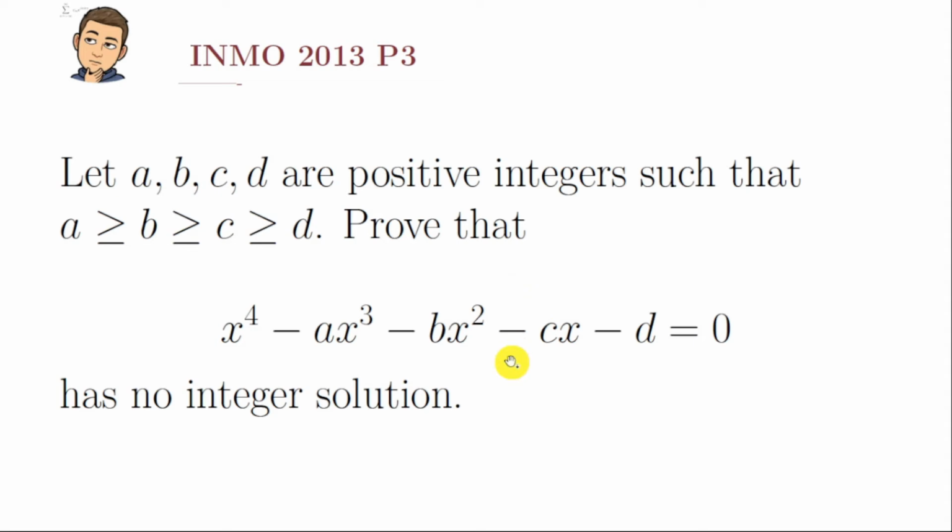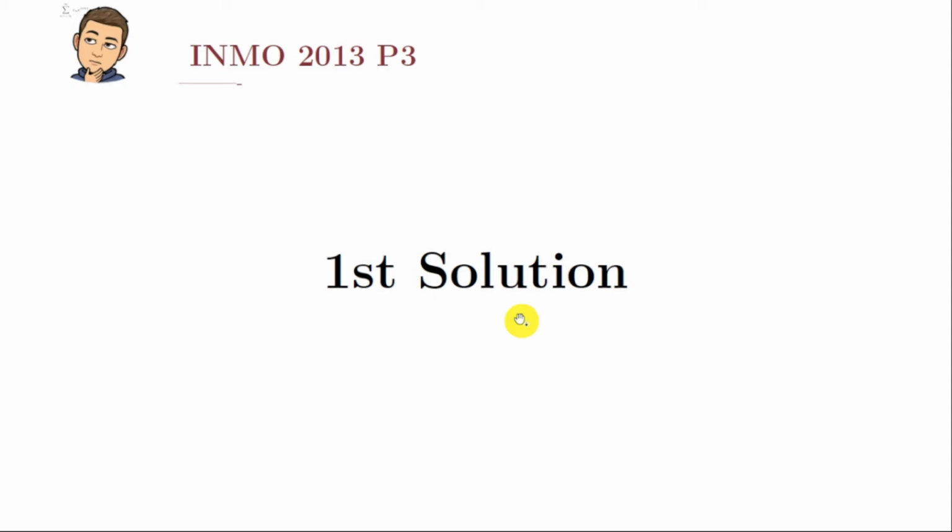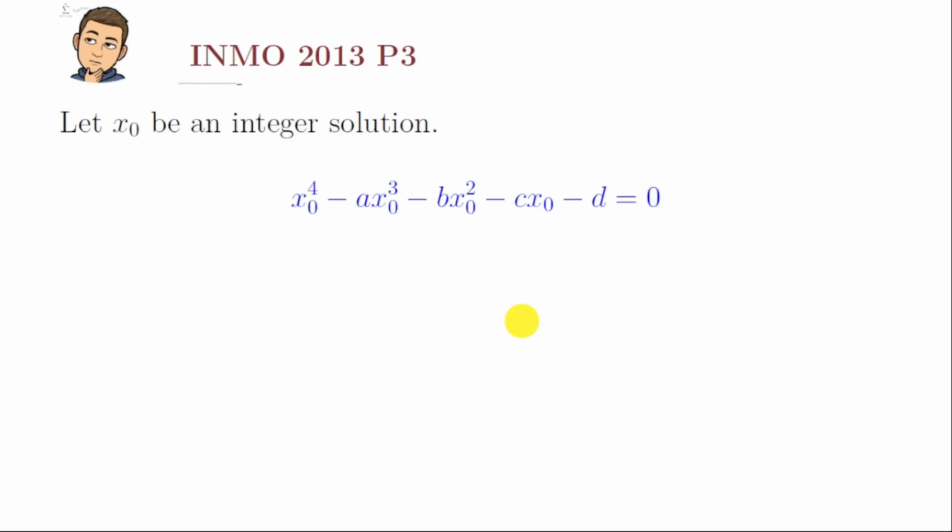Okay, so in this video I will show two solutions. I start from the first one. The strategy to solve this is using contradiction. So we assume first that the equation has an integer solution. Let x0 be an integer solution. So we have this equation in terms of x0.